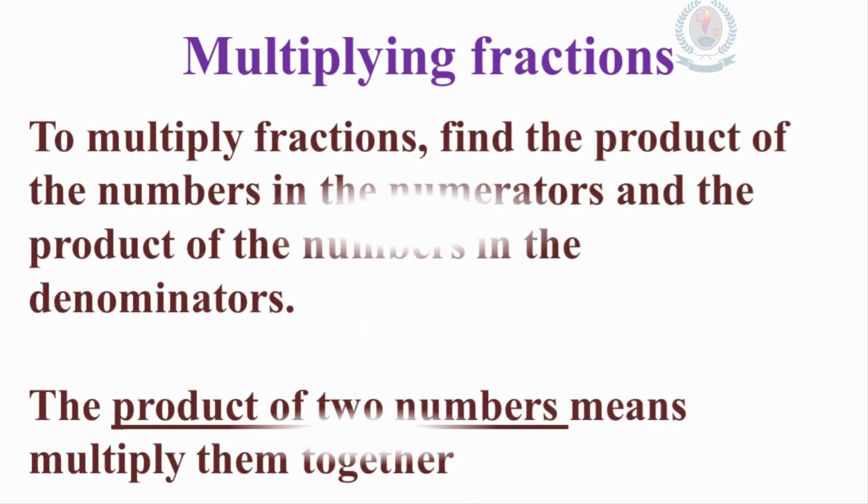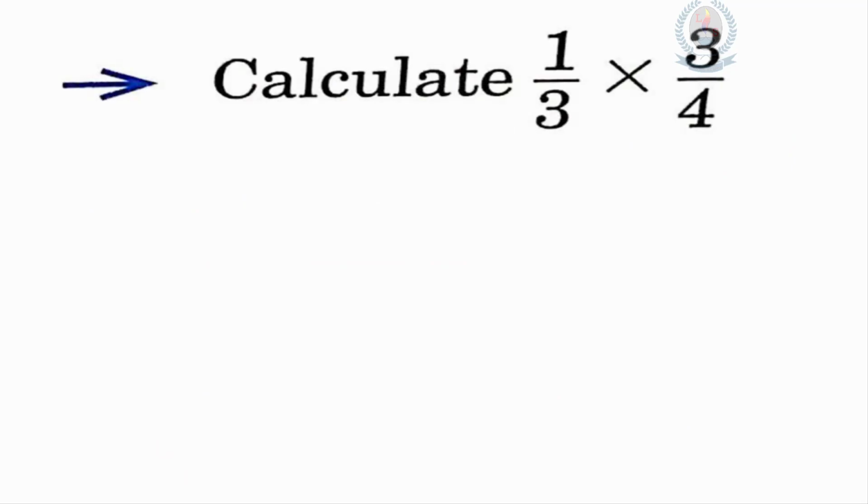Multiplying fractions. To start this topic, you have to know the multiplying fraction rule. The rule is, to multiply fractions, find the product of the numbers in the numerators and the product of the numbers in the denominators. The product of the numbers means multiplying them together. To understand the rule of multiplying fractions, let's look into an example.